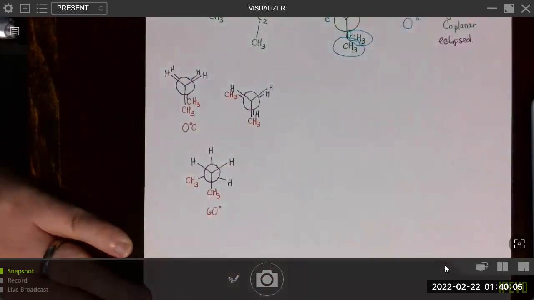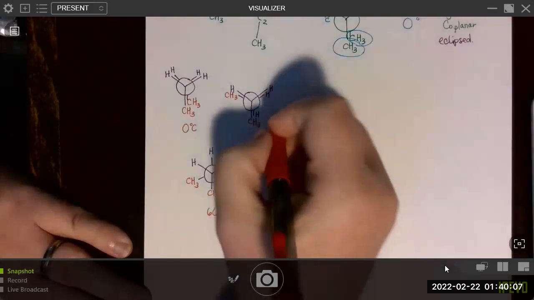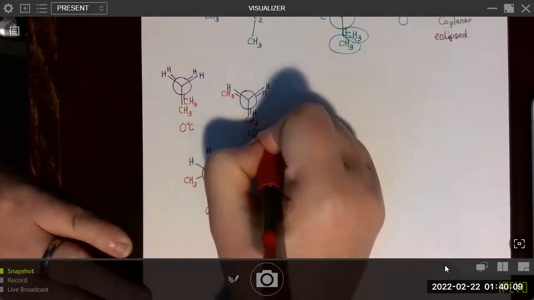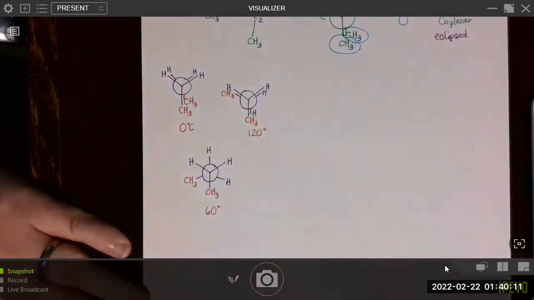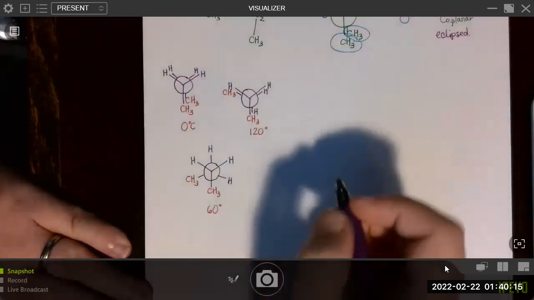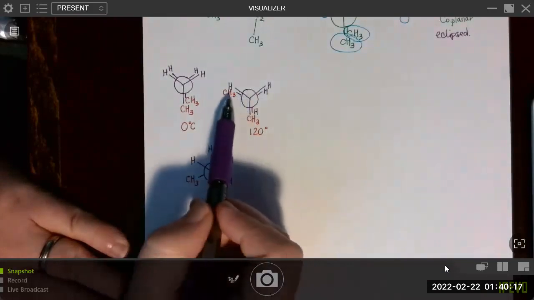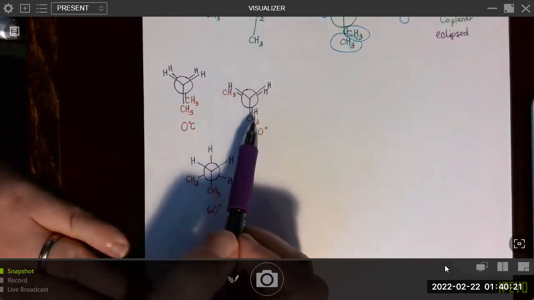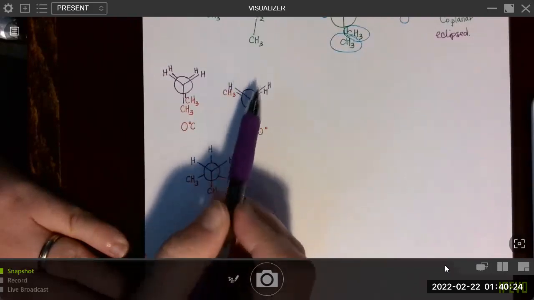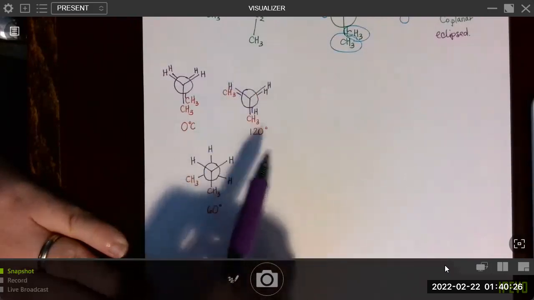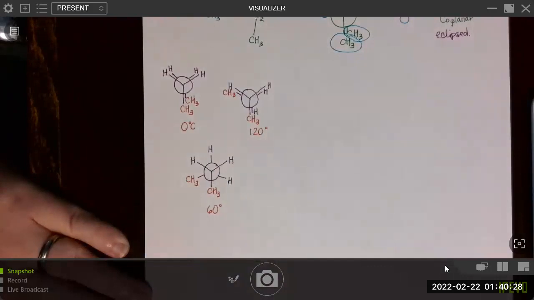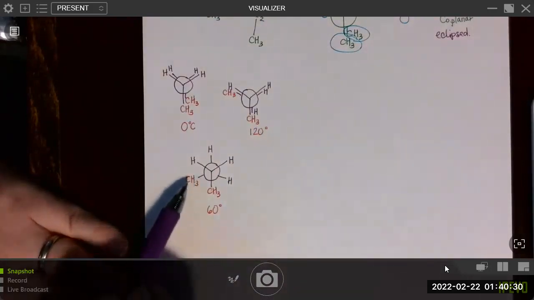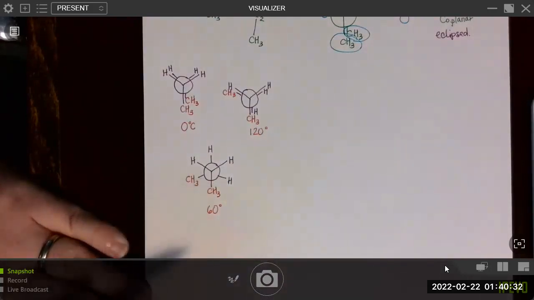Okay, and we can label this as our 120 degree position. And we're just going to keep going. And let's think about now, once we reach a staggered conformation again, it's going to have the two methyls anti to one another, which is sterically the best possible, to get them as far away from each other as possible. And it'll be lower in energy than when they are gauche.